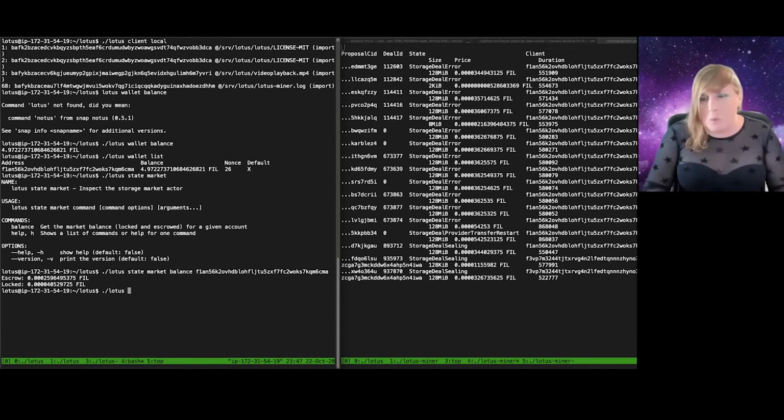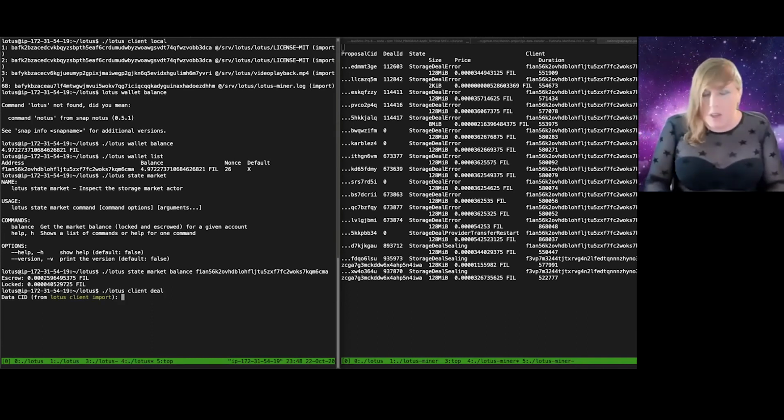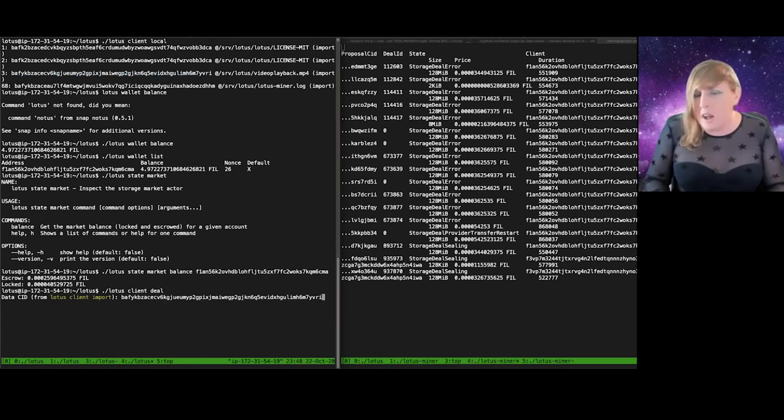Now, I find the easiest way to make a deal is with the interactive deal flow. If you're going to do it manually, probably because you're using the API, there are some concerns to know about, which I talk to a few folks about. Okay, so let's put in a data CID. Data CID is the same as payload CID. Sometimes those are used interchangeably, and that's a little bit unfortunate, but I'm going to use this one right up here for this video playback, and I'm going to go ahead and hit enter.